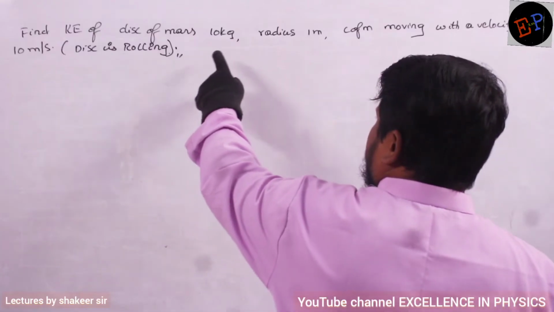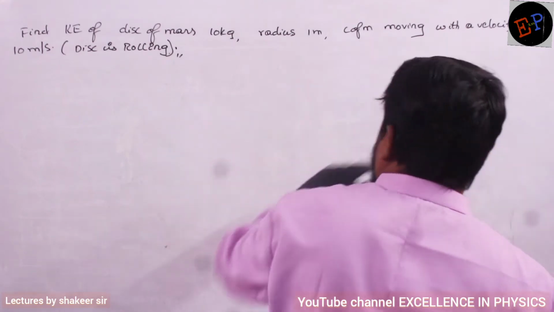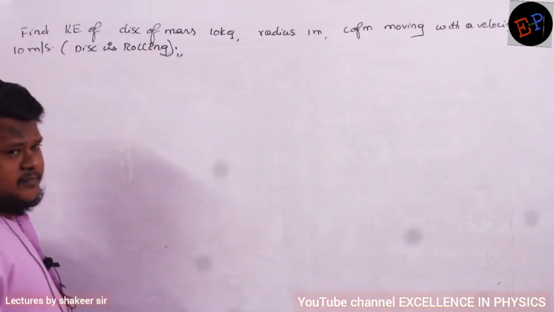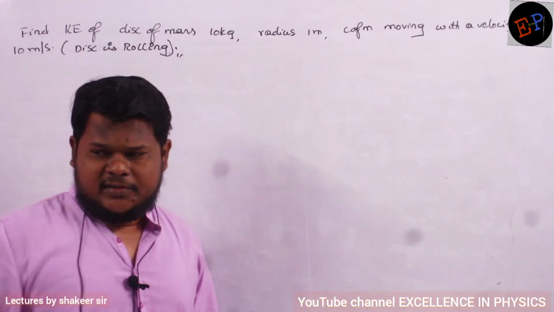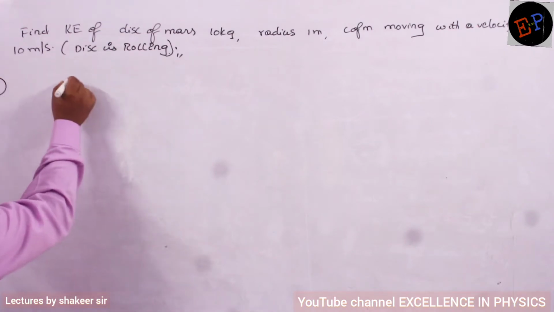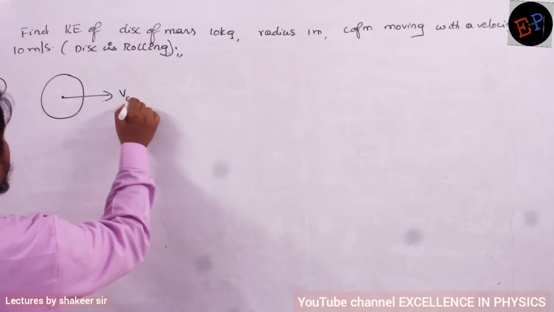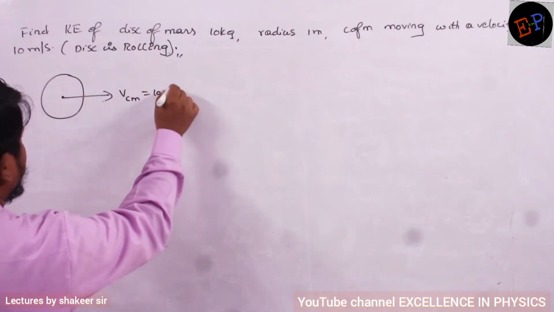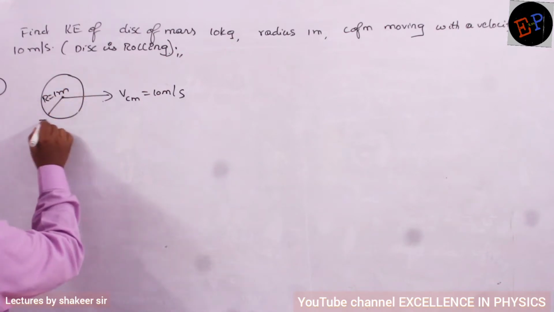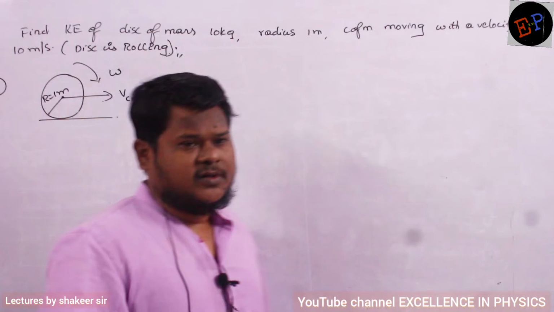Kinetic energy of a disk of mass 10 kg and radius 1 meter, with the center of mass moving with a velocity of 10 meters per second, and the disk is rolling. So consider this is the disk whose velocity of center of mass is 10 meters per second, and the radius of the disk is 1 meter. It is rolling with a particular angular velocity, which is not given.